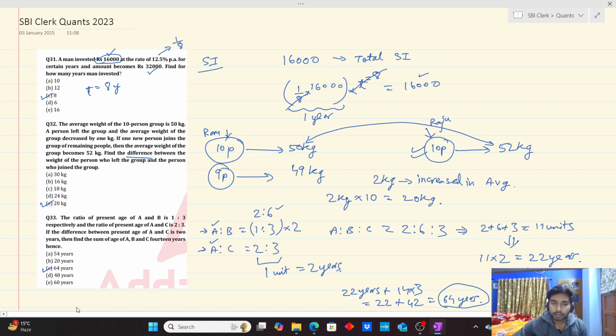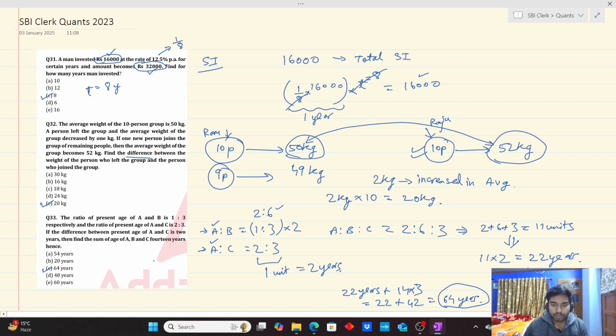So the key is to think in terms of difference. In the first question, we solved it by capturing the difference between the initial amount that was invested and the final amount that it had become. In the second question, we solved it by noticing the difference between the average when Ram was there and when Ram was not there. By noticing that difference, we solved the question.